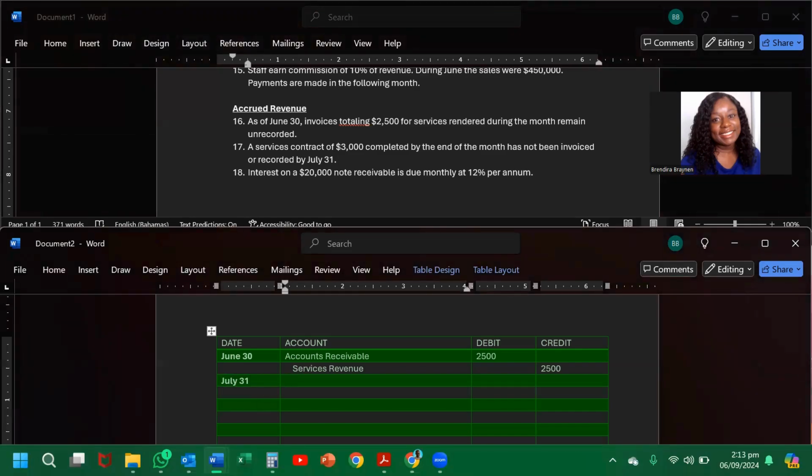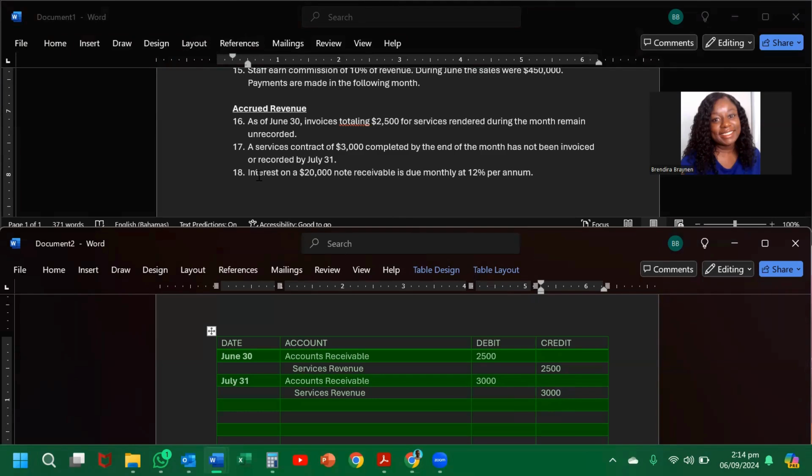I'm going to record it again to accounts receivable for $3,000, and then my revenue, I'm going to keep it at services revenue for $3,000. Once I post this entry, I would see that my services revenue account has increased by $3,000, saying that it's now been recorded.